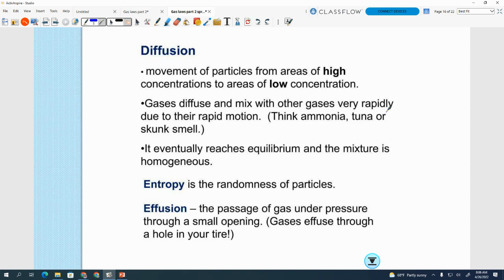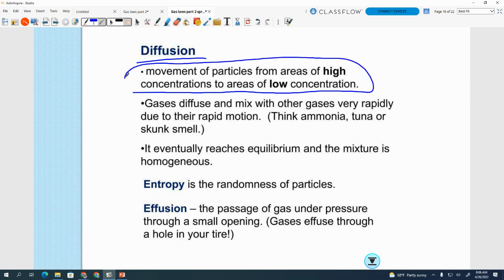All right. So a couple of definitions. I'm not going to ask you to copy everything off of these. So one definition that we need to know to deal with gases is diffusion. What I would write off of this is diffusion is the movement of particles from an area of high concentration to an area of low concentration.